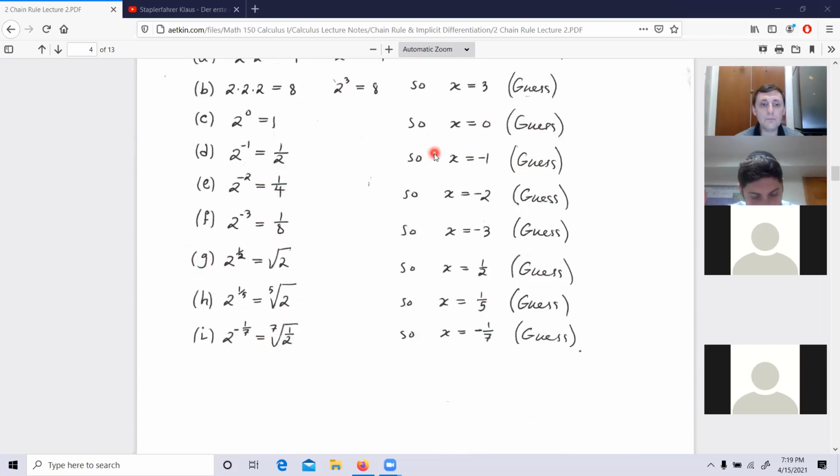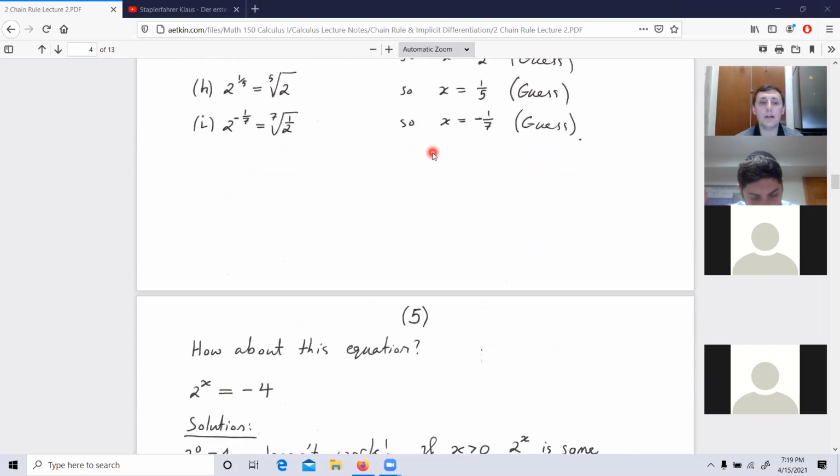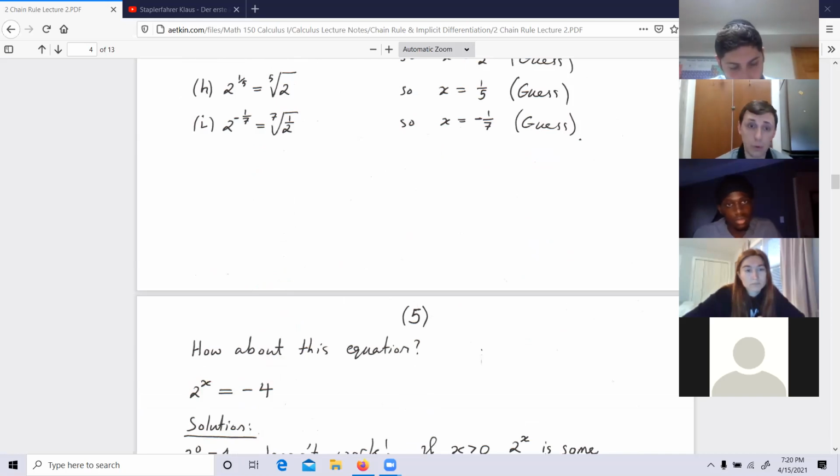Now, suppose that I asked you to solve this equation. 2 to the x is equal to minus 4. What would you write? 2 to the x is equal to minus 4.